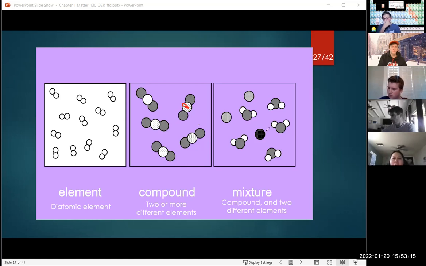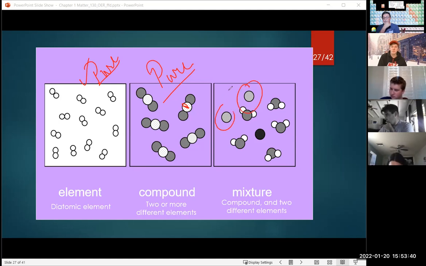And again, this is an example of a pure compound because it's nothing else other than the two gray bonded to the two clear. Same with the first one, pure. Okay. Where the third one is a mixture of two elements. Here's one element here, the gray, and then here's the second element, it looks like, and then we have a compound of some sort. So we get a mixture of two elements and two different compounds.